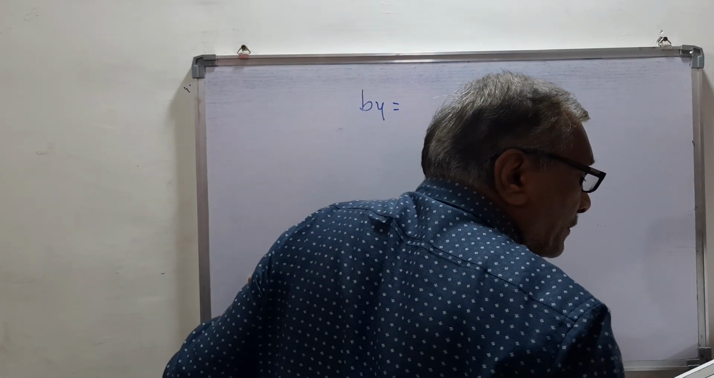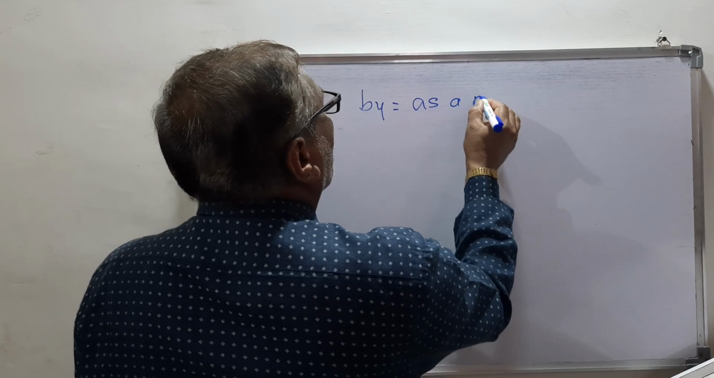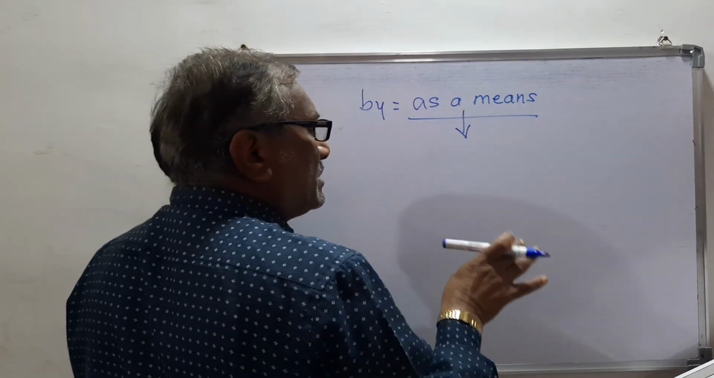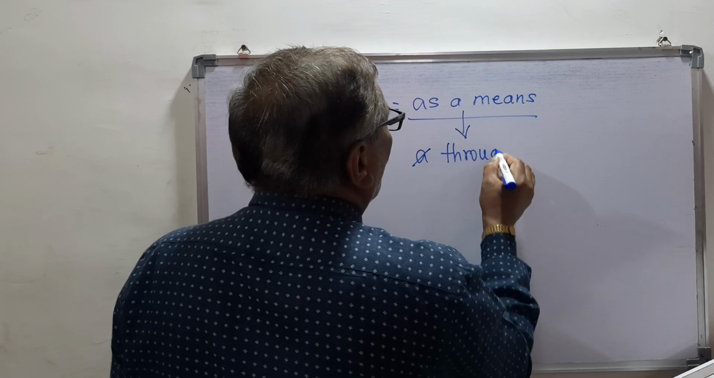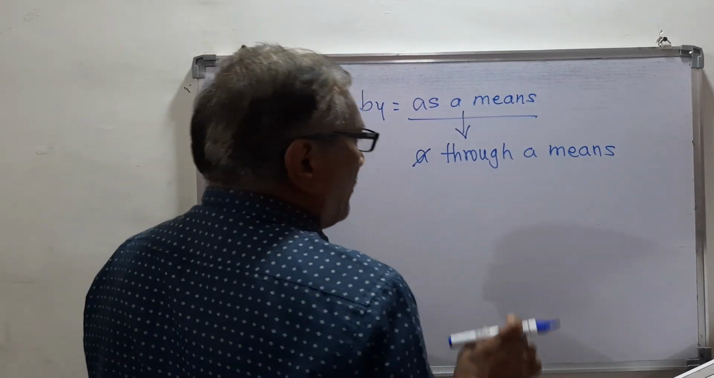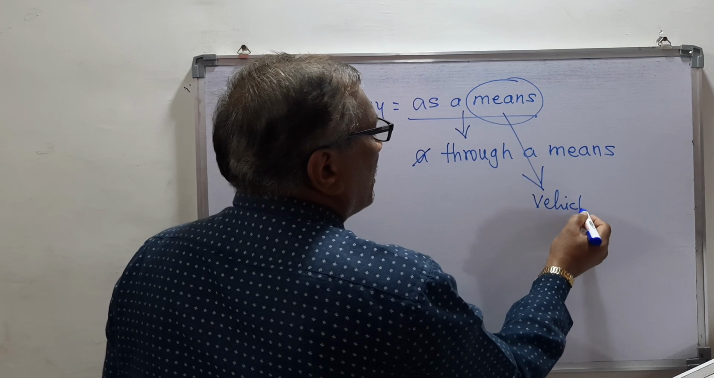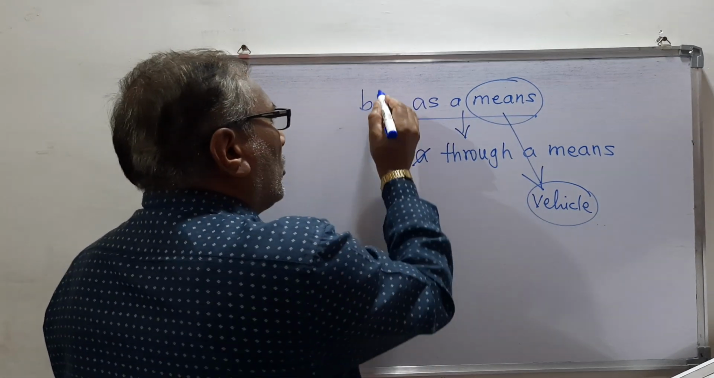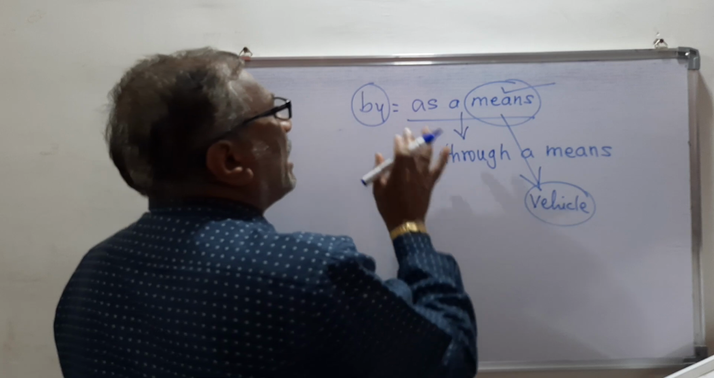The second meaning is as a means. Remember, as a means. As a means means through a means. There is some vehicle, I will tell you. Vehicle means there is something by which a particular thing is happening. That is called means, and the meaning of this by is as a means.